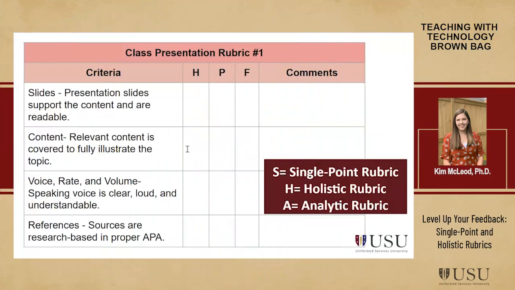This last set of examples are all class presentation rubrics. So the first one has criteria along the left-hand side. In the center, it has 3 columns: HPF, honors, pass, fail. And then it has a space for comments on the right. Go ahead and guess single point, holistic, or analytic.